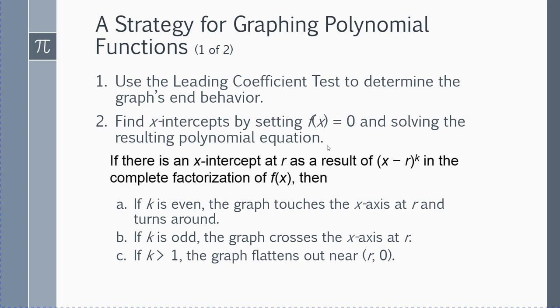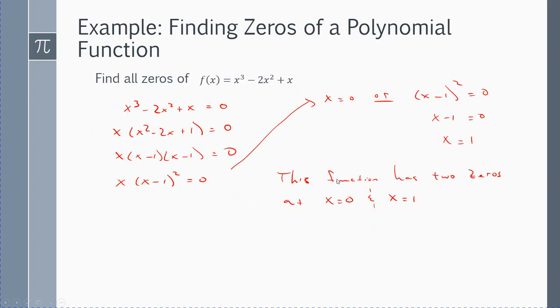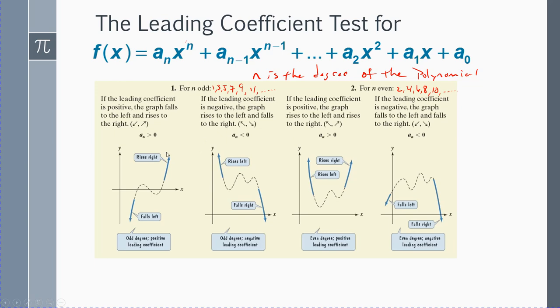The first thing you're going to do is use the leading coefficient test to determine the graph's end behavior. And just going back in the lecture real quick, it's this right here. This is step 1 of our strategy. Figure out what the end behavior of the graph looks like. And then we're going to figure out the middle part of the graph, like the turning points here in the middle. That's the harder part of this.